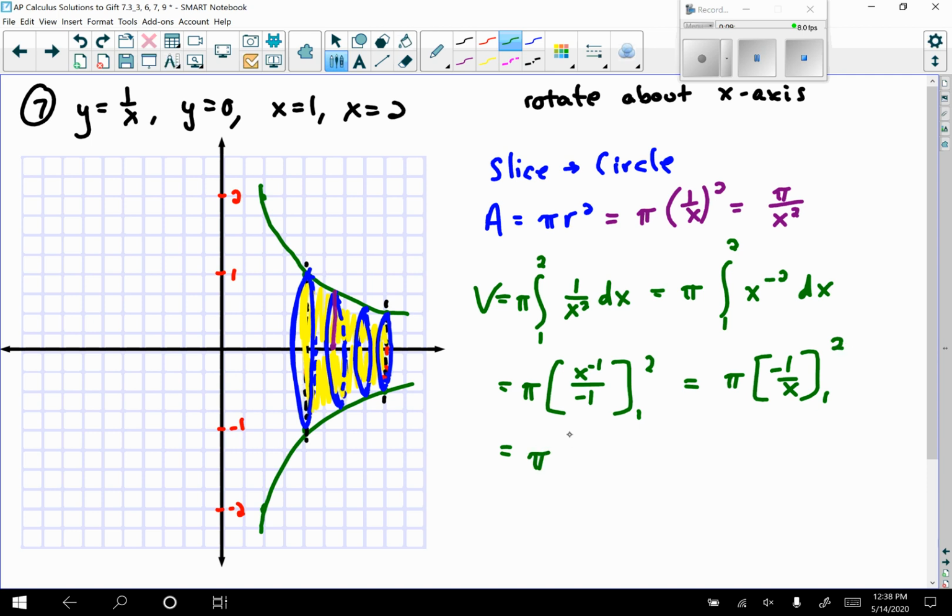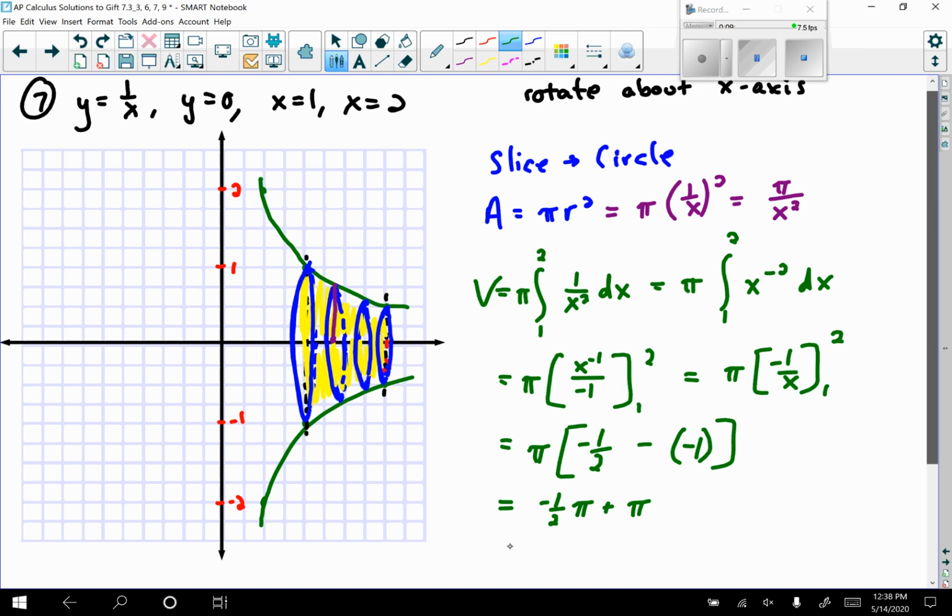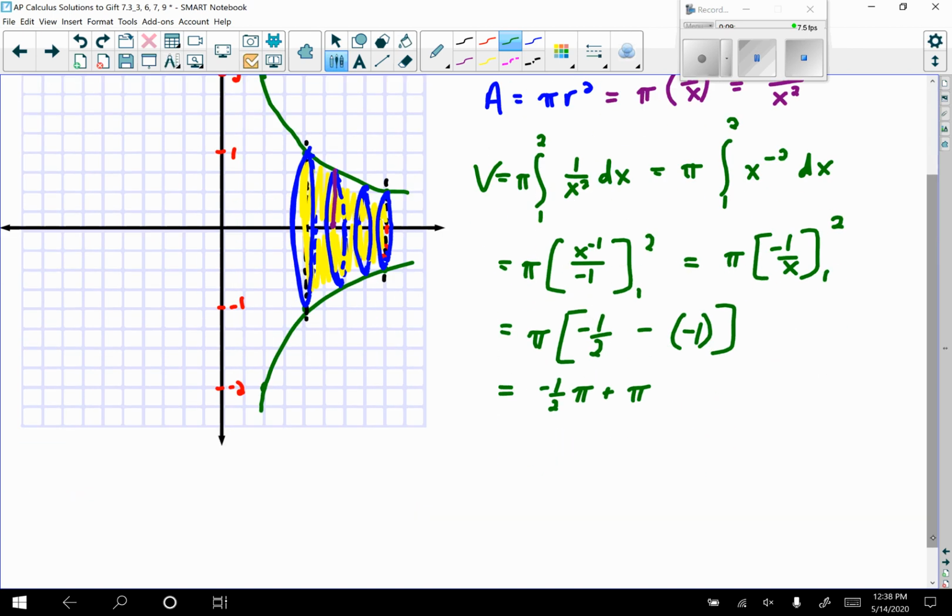So we're going to get pi times -1/2 minus, it'll be a -1. So we're going to get a -1/2 pi plus pi, or we just get a 1/2 pi, or pi over 2 cubic units.